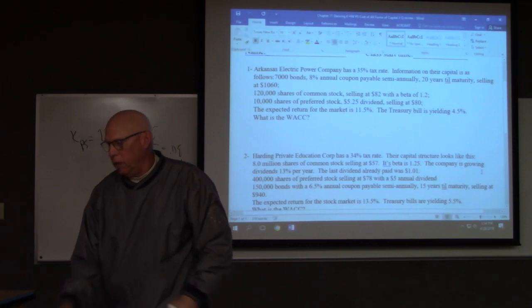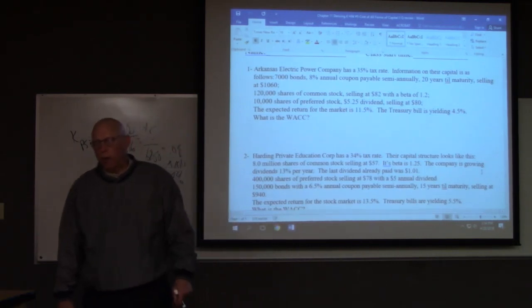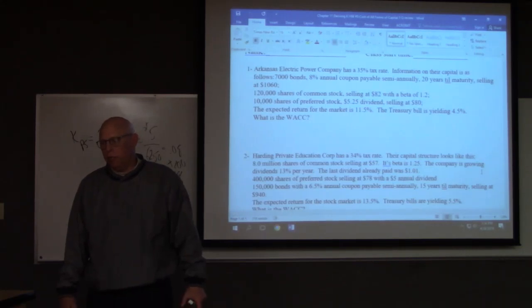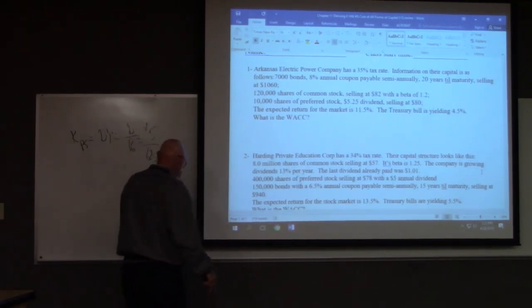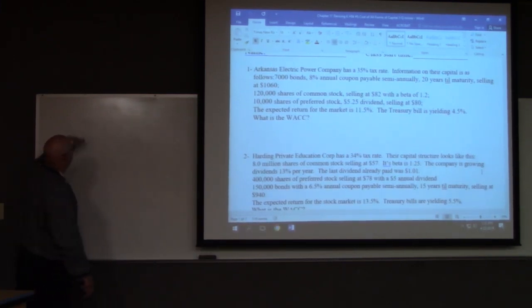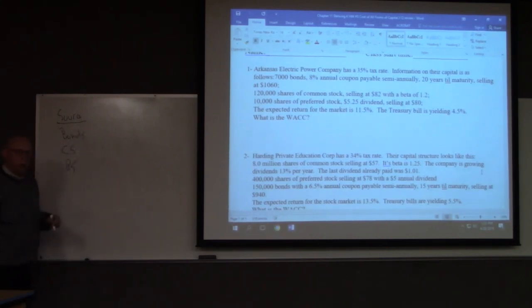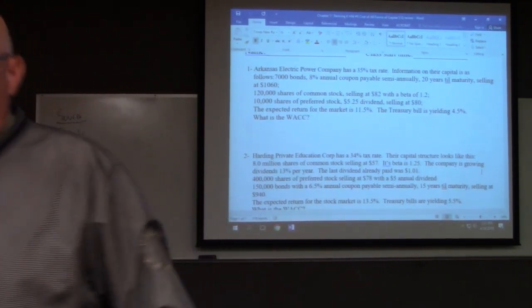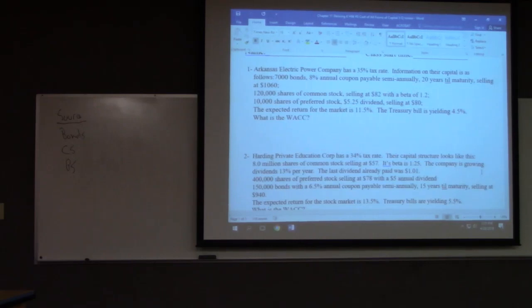Okay, so what is the WACC? Let's do this. So Arkansas Electric Power has 35% tax rate. Let's see, and we're going to use that for the cost of debt information. They have 7,000 bonds, and they have 120,000 shares of common stock, and they have 10,000 shares of preferred stock. So let's do our table. And our table here, we'll try to fit this in on this small section of board. So we've got the source of capital. Hope you can see this. The source, and we have bonds, common stock, and preferred stock. There you go. Let me make sure that you can see that. Yeah, that's coming in okay.